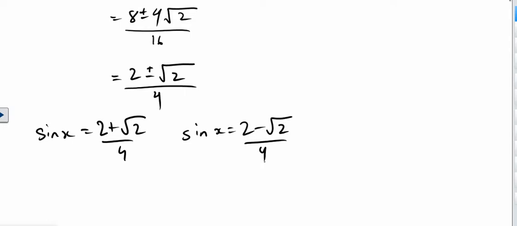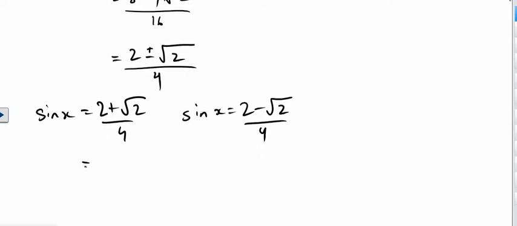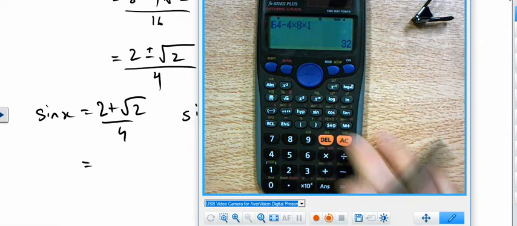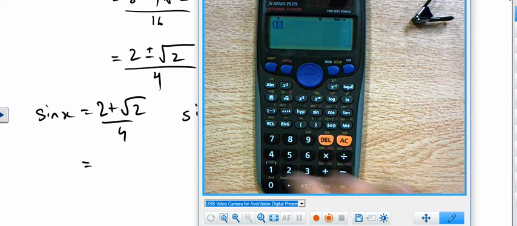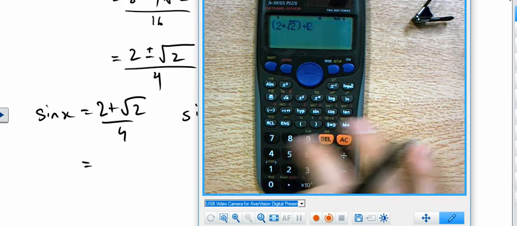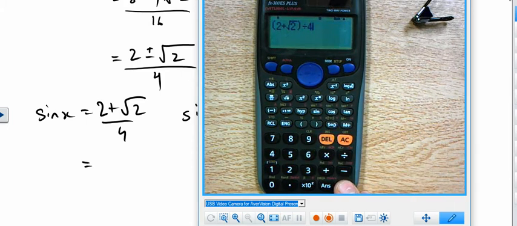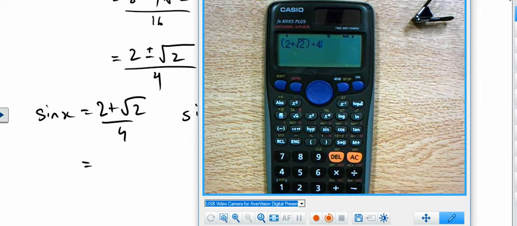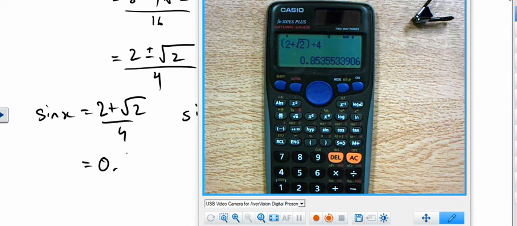We good? And often you're going to be asked to do 4 decimal places, so we're going to keep a couple of extras. Bracket 2 plus root 2, bracket divided by 4, radians.